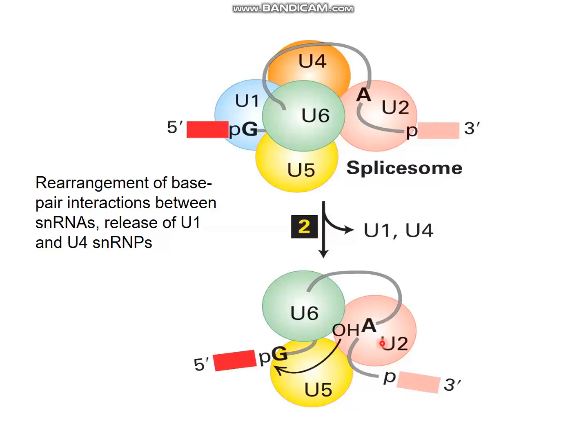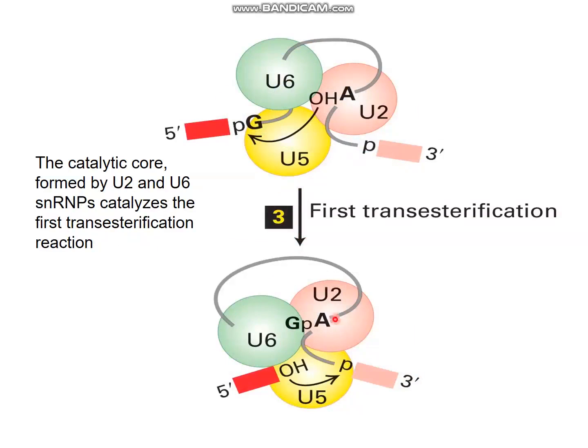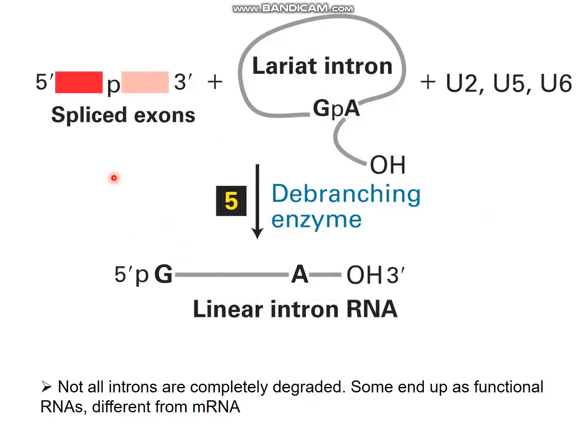Now, there occurs a close proximity for the 2' hydroxyl group present at the A branch site to act as a nucleophile to attack the phosphoryl group present at the 5' splice site. Therefore, it results in the first trans-esterification reaction, and the second trans-esterification reaction is mediated by the U5 snRNP, which causes the cleavage of the phosphoryl group present at the 3' splice site. Thus, you get a 5' and a 3' spliced exon with a lariat structure of intron and all your snRNPs out.